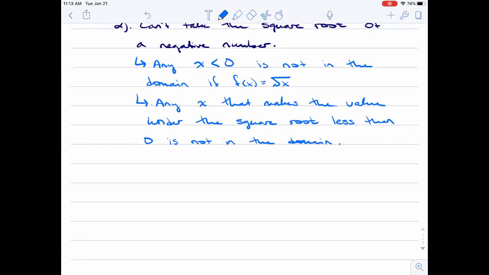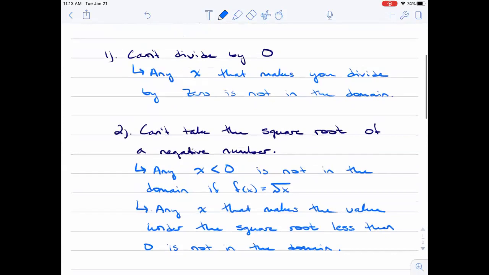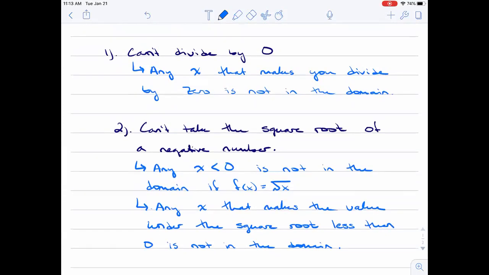So those are the two main things that we're going to keep track of, right? Later on in the course, we're going to add a third one, when we get into logs more deeply. But for now, let's start with just these two main rules. As long as you remember these, that I cannot divide by 0 and I cannot take the square root of a negative number, that's going to go a long way.